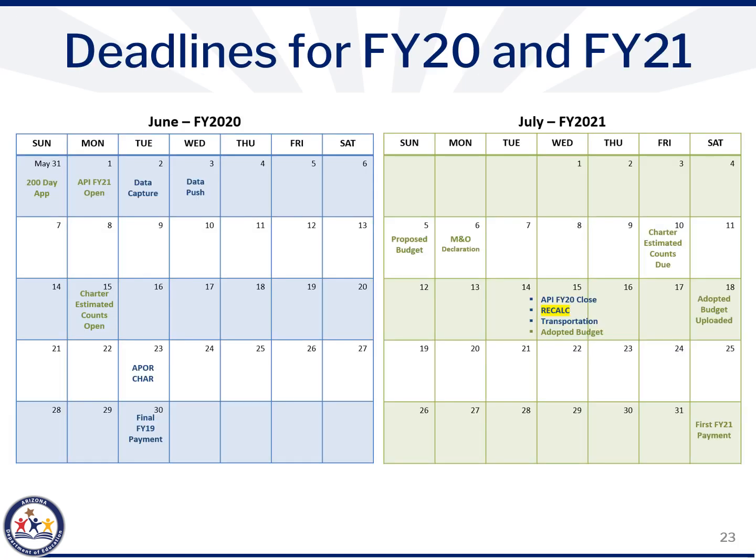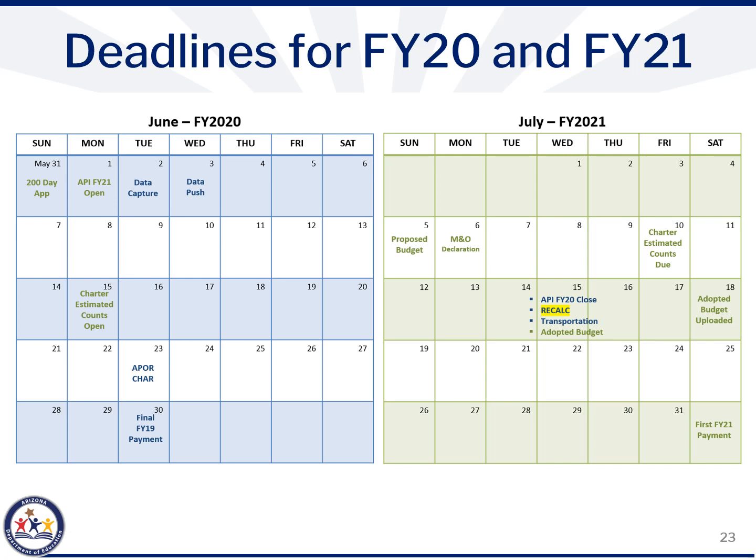This slide demonstrates how the deadlines for fiscal year 20 and 21 cross over in June and July. On May 31st, if you plan on being a 200-day calendar LEA, you will need to submit your application by the end of May. The API for fiscal year 21 to receive transactions begins on June 1st. You can start submitting data for fiscal year 21 on June 1st.